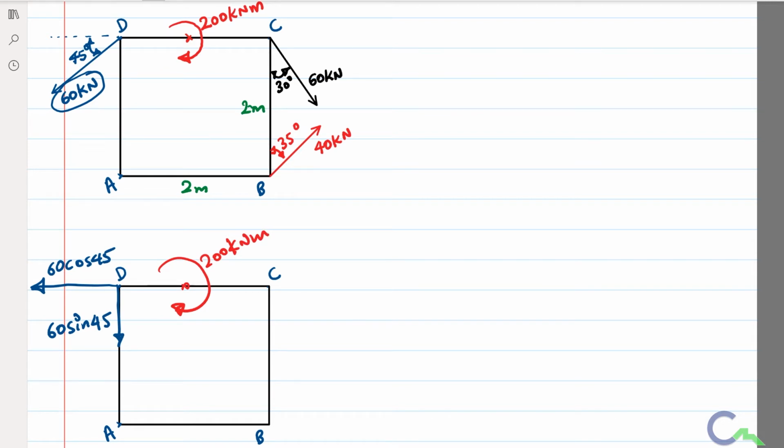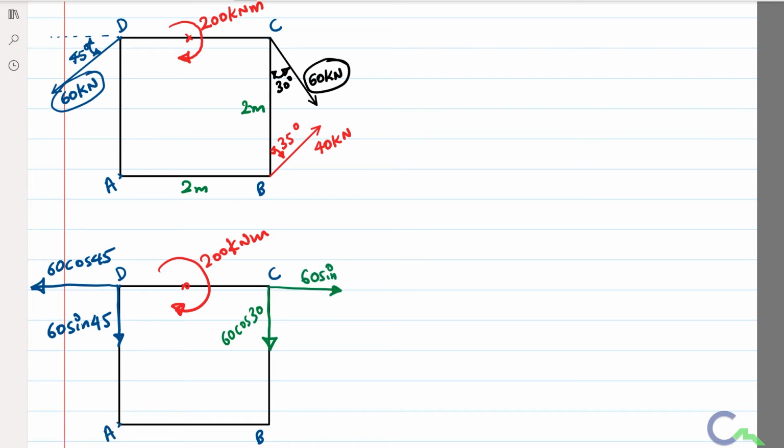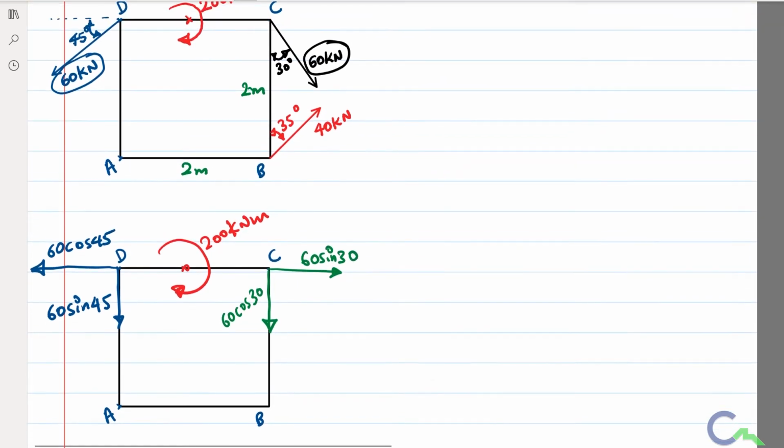Now I will take this as the second force. The angle is given with respect to vertical, so I am going to resolve this force first in the vertical direction. That is 60 cos 30. Therefore the horizontal component is 60 sin 30. Then we have one more force, that is 40 kilonewton. First I resolve in the vertical direction, that is 40 cos 35. Then the horizontal component is 40 sin 35.